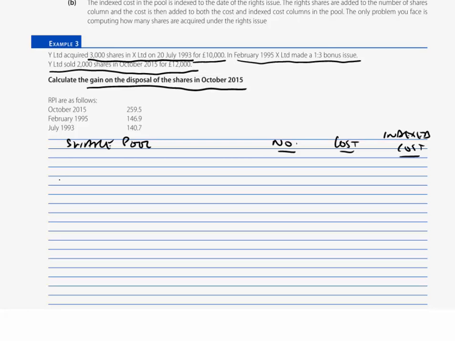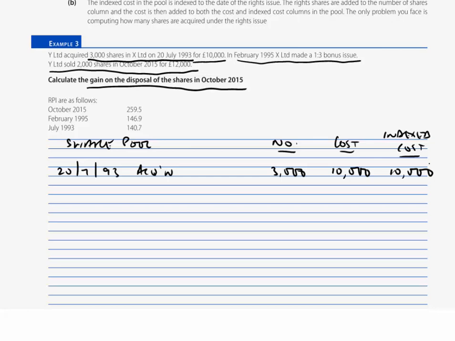The original acquisition was back on 20th July 93. We purchased 3,000 shares, cost £10,000, and whatever goes in the cost column also, of course, goes in the index cost column as well. So in it goes: 3,000 shares costing £10,000.